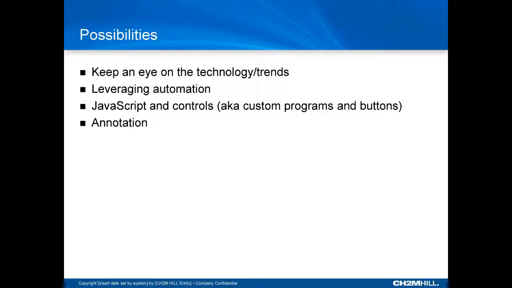I'm going to show you a few examples of how you can leverage automation to increase the functionality of a PDF, as well as how you can utilize JavaScripts and controls or custom programs and buttons in a PDF. You can even annotate on the fly. So if you were to hand this over to the construction team, they can measure the clearance between a sign structure and the finished grade.